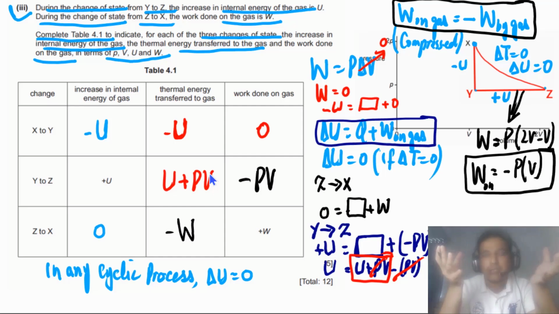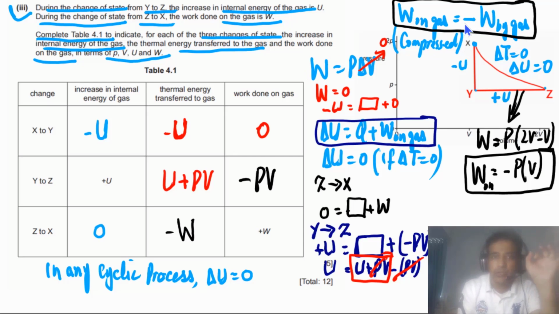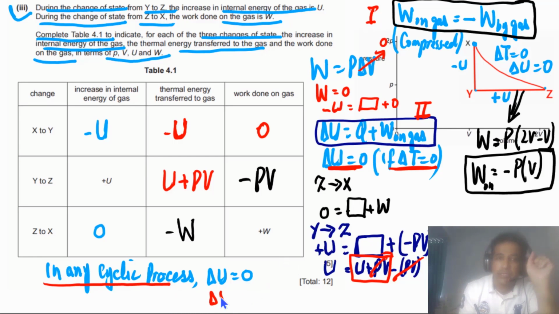This question is simply about a few points you need to understand. You need to understand how to calculate work done by gas, and work done by gas is the negative of work done on gas. You also need to understand how to use the first law of thermodynamics. You also need to understand delta U is equal to 0 if delta T is equal to 0. And in any cyclic process, meaning one complete cycle, delta U is 0, because for the same state delta T is equal to 0. So this is how you need to answer.